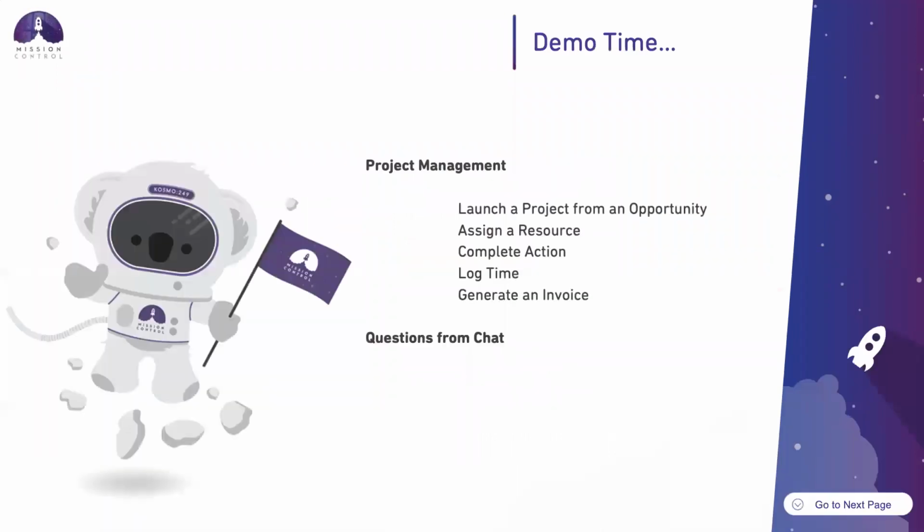All right. So now it's time for the demo. Again, what we're going to do today, we're going to go into the system. We're going to launch a project from an opportunity. I'm going to show you how to assign a resource directly on the project. We're going to go in and then complete that action as if we were a user. We're going to log some time, and then finally we'll take a look at some billing and some invoicing.